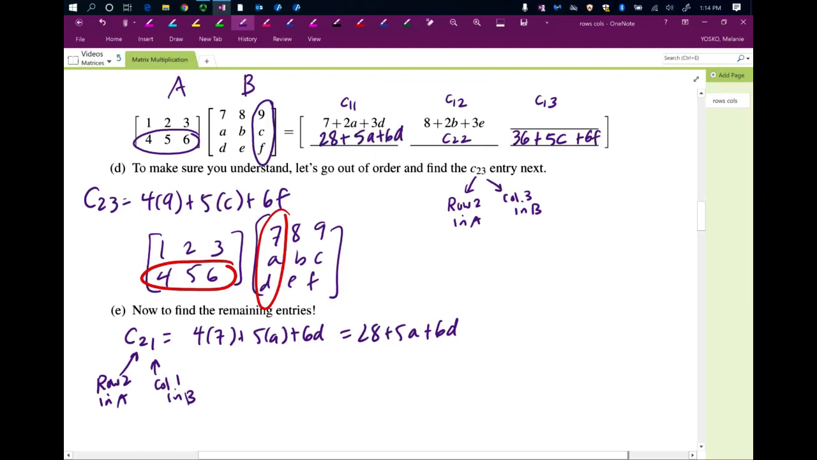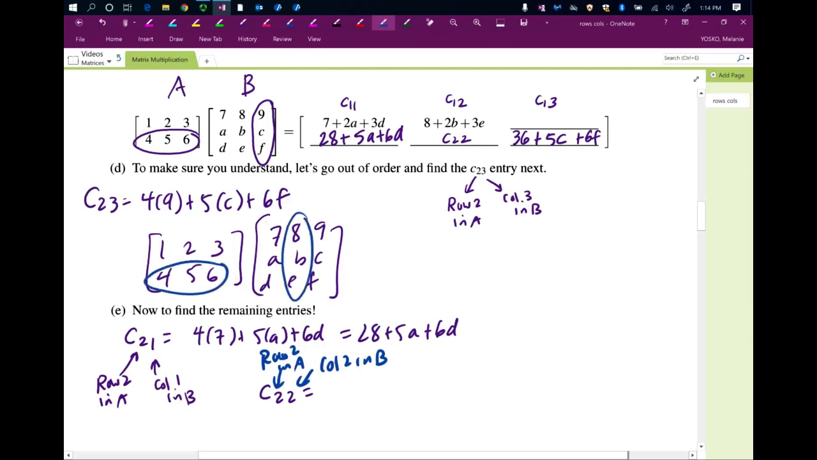Let's do some more. Let's do C22 next. C22. Remember what these tell us. This 2 says row 2 in A, and this 2 says column 2 in B. So I'm going to erase this so it's not so busy. Row 2 in A, column 2 in B, first times first plus second times second plus third times third, 4 times 8 plus 5 times B plus 6 times E. So 8 times 4 is 32 plus 5B plus 6E, and that is C22, so that goes right here.